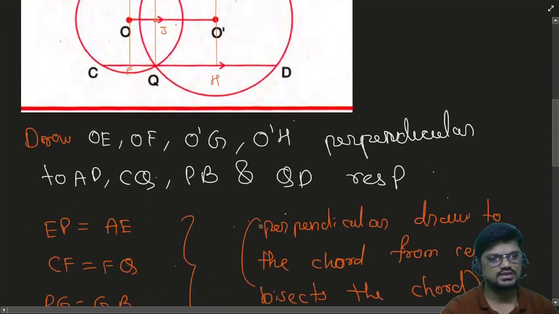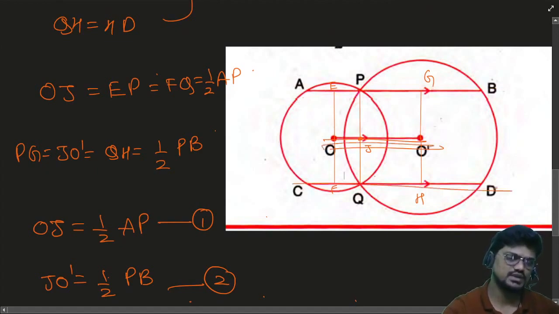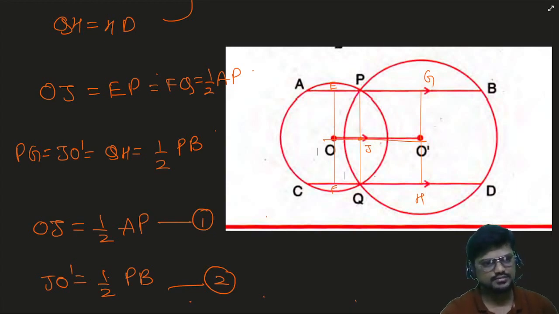Now what else do you have to prove? AB is equal to CD. The same way, OO dash is also half of CD. You can prove it. OO dash is half of AB and OO dash is also half of CD. So you can prove that the two distances are equal, that is AB is equal to CD. Got it? Okay, fine. Now I'll go to the next.